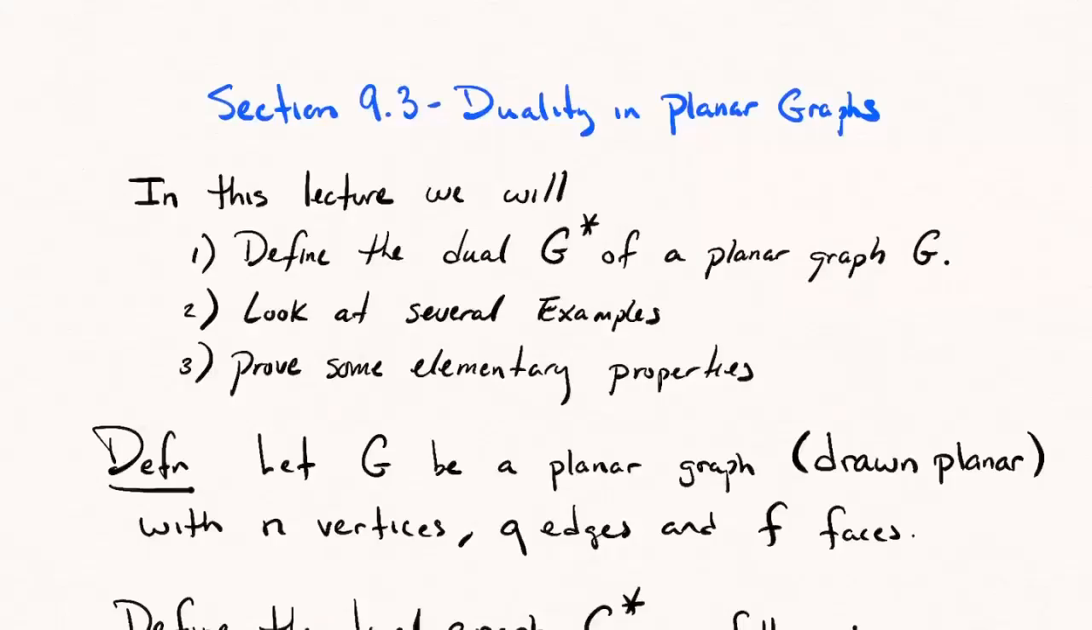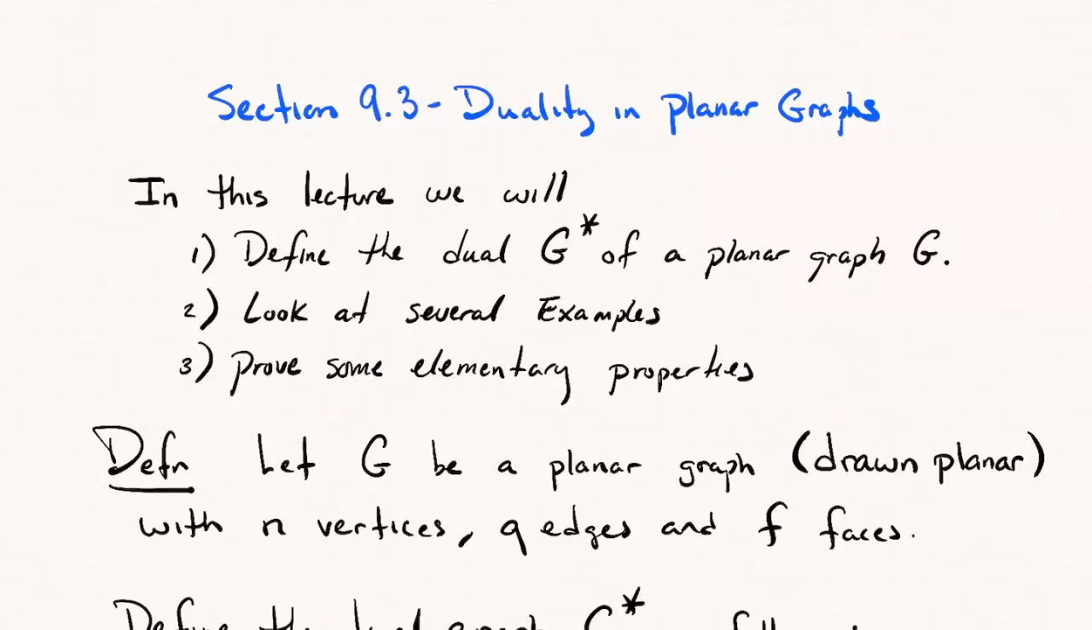In this video lecture, we're going to take a look at some material from section 9.3 in your text about duality in planar graphs. We already kind of met the notion of duality when we were converting our map coloring problem into a vertex coloring problem. So in this lecture, we're just going to formalize some of those ideas. You can see the outline there.